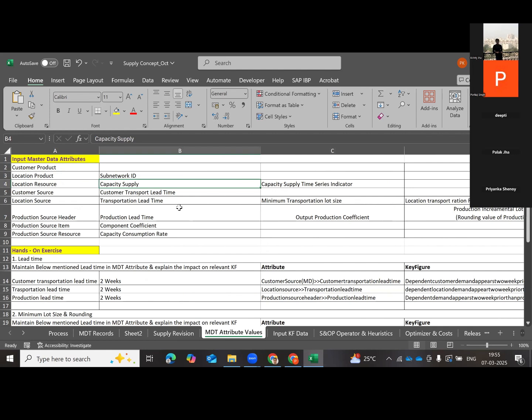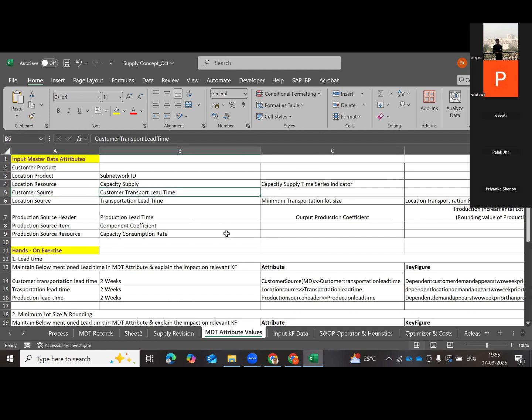And after this call or whenever you get time, you should go to the SAP help and look at the meaning of these attributes there, what it means, what is the impact, and then after reading that you can run SNOP and look at the impact. What is the meaning of looking at the impact? The way I change the value of capacity consumption rate from 1 to 3, 1 to 2, and then run the SNOP operator and look at the key figure to see the impact. That's how we should be able to see the impact.